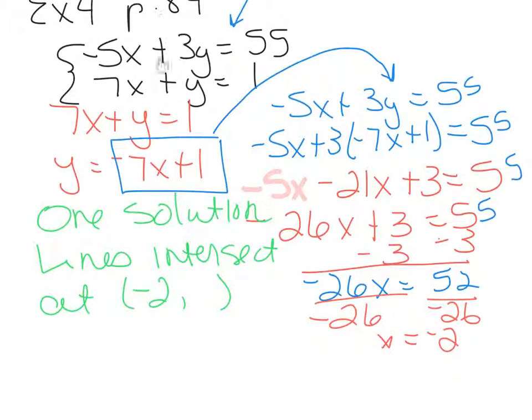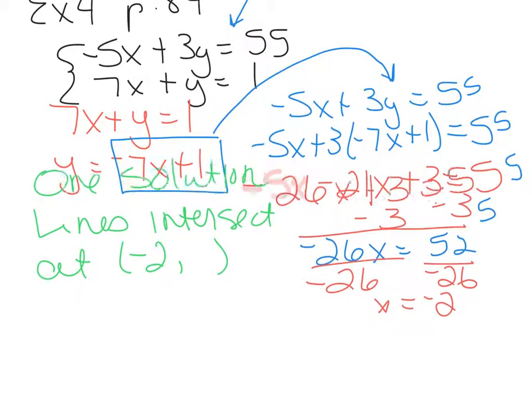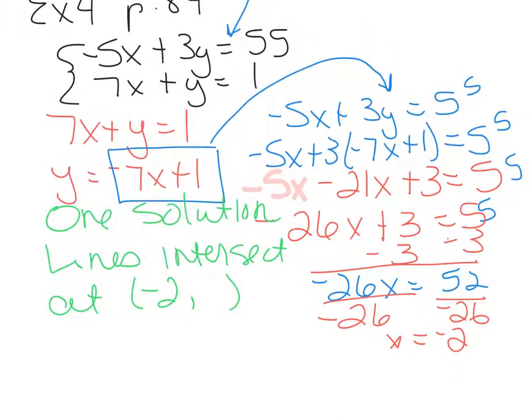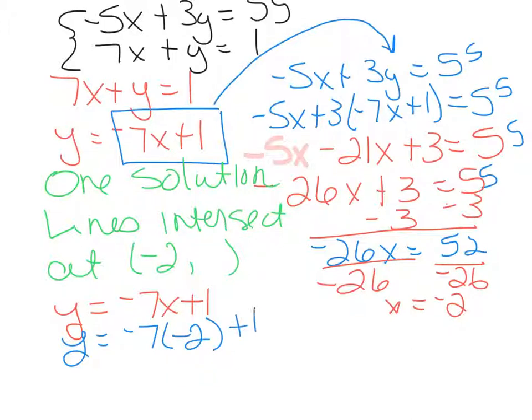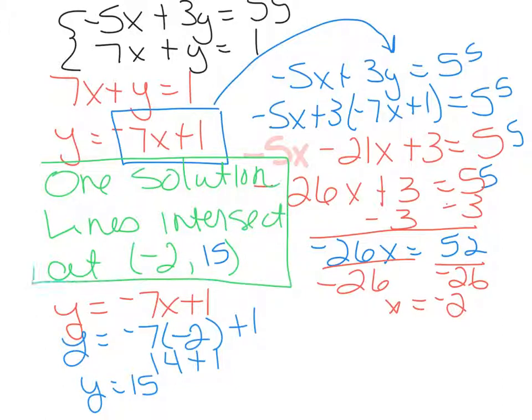You just need to take your x and substitute it in one of these equations. I'm going to use this one that tells me what y is equal to. y equals negative 7x plus 1. I got that from here. I'm going to substitute my x value in right there. So y equals negative 7 times negative 2 plus 1, or 14 plus 1. So y equals 15. And that will be the y value for your ordered pair solution. So this right here in green is your solution. There's one solution. The lines intersect at the point negative 2, 15.